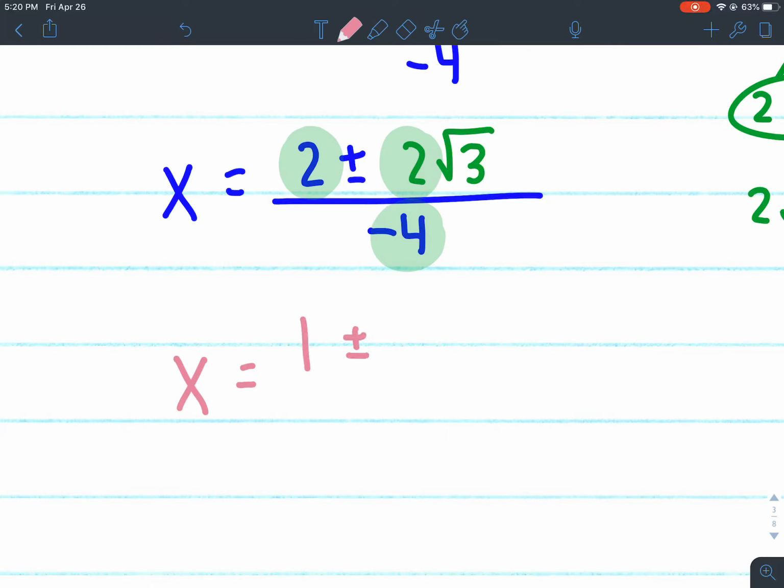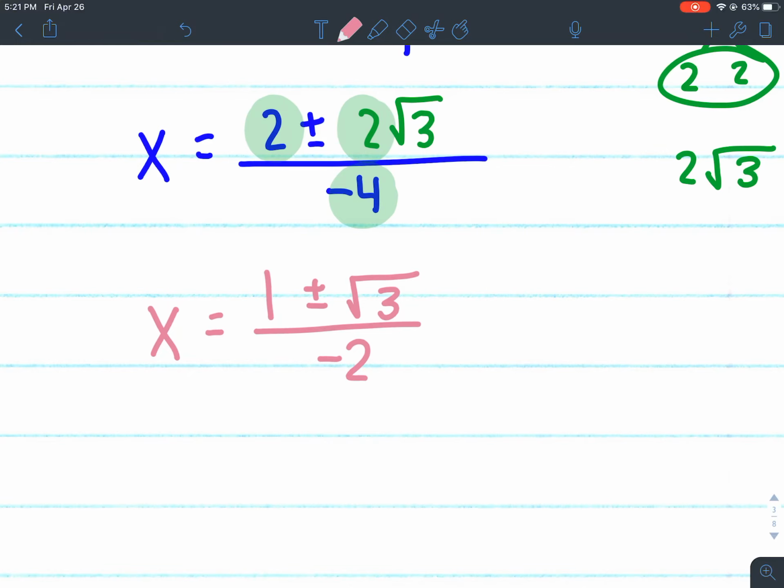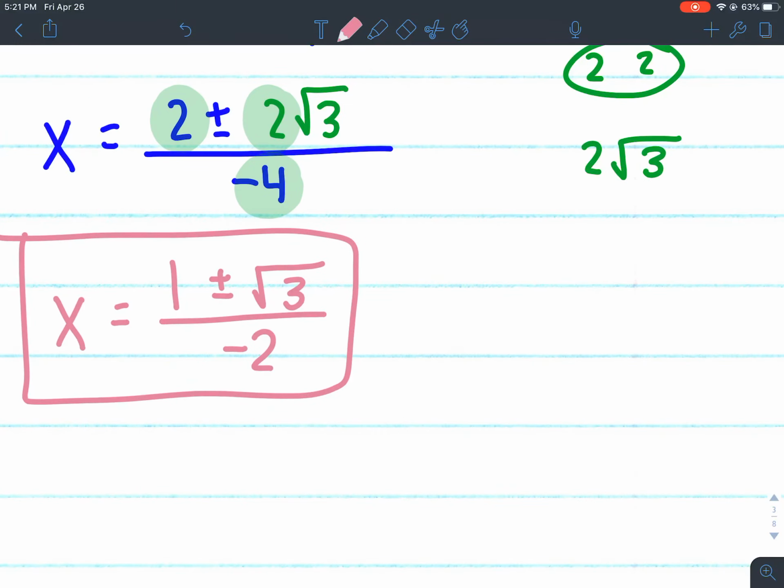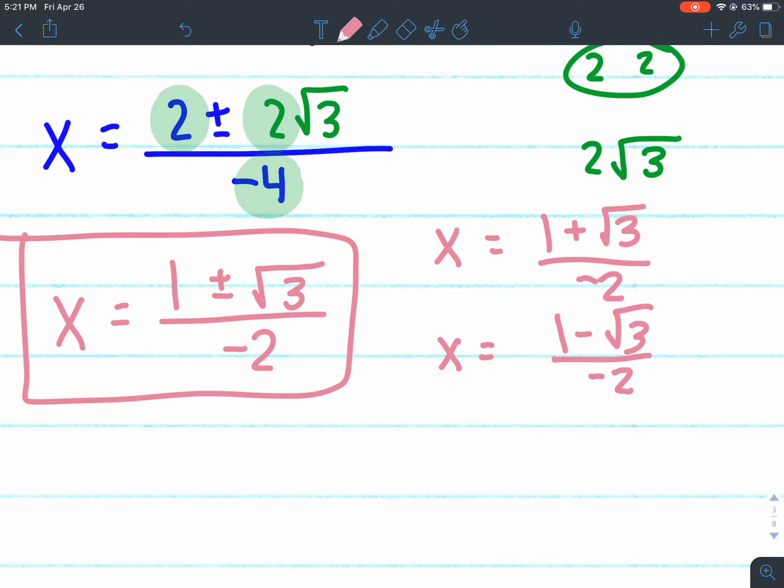And then I have plus or minus. 2 divided by 2 is also 1. But I'm not going to write that 1. It's just kind of unnecessary. And then lastly, you have negative 4 divided by 2, which is negative 2. So this is your solution, or your solutions, might I say, because you have x equals 1 plus square root of 3 over negative 2, and you have x equals 1 minus square root of 3 over negative 2.